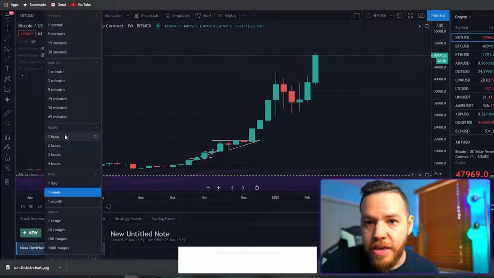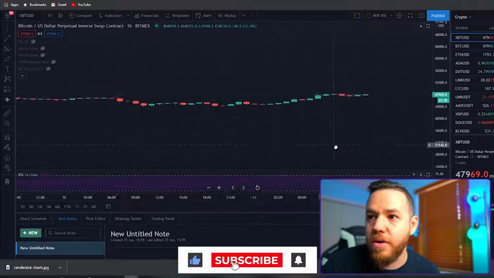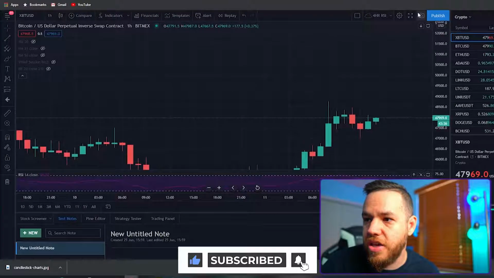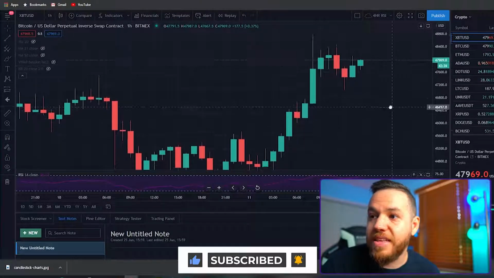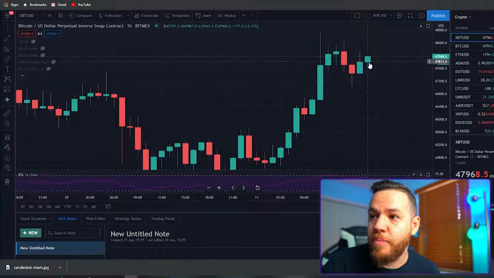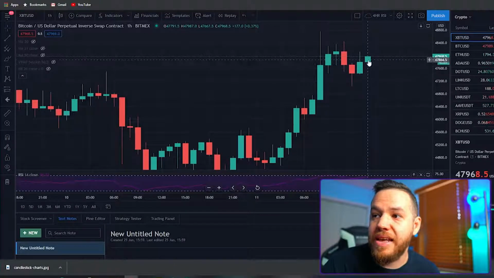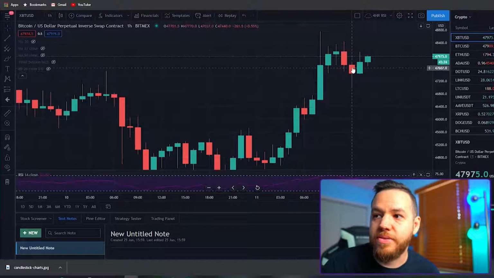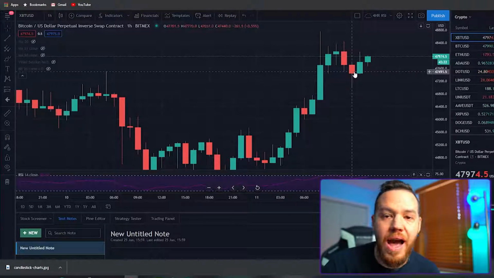And the same thing goes if you switch to 1 hour. Notice how everything changes. Now every candlestick that we look at is going to represent 1 hour. So this represents what the price did in the last hour. This represents what the price did in that 1 hour. So each candlestick represents 1 hour.